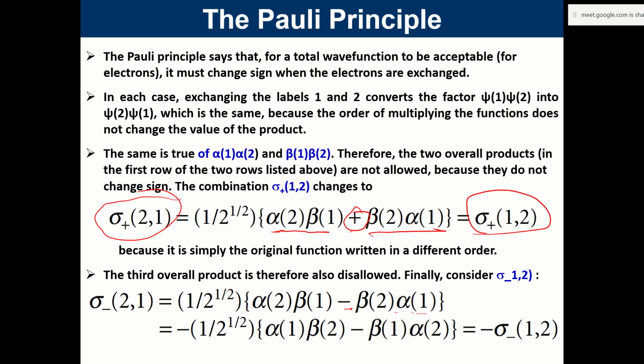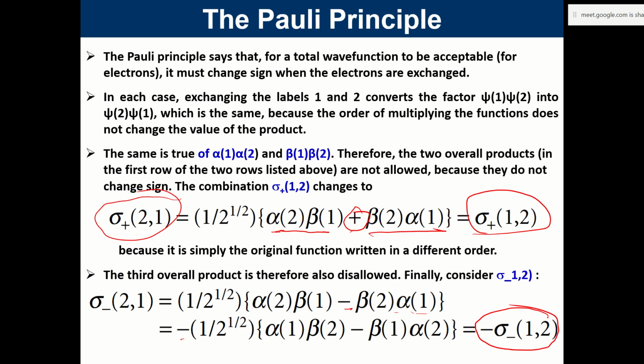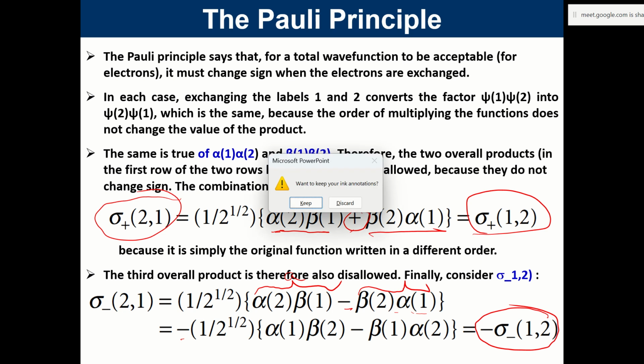If you change the labels, make it 1 and 2, then what will it be? It will be a negative sign here as shown, and the overall sign changes. So if suppose this is represented as A, and this one is represented as B, let me just take this thing here.